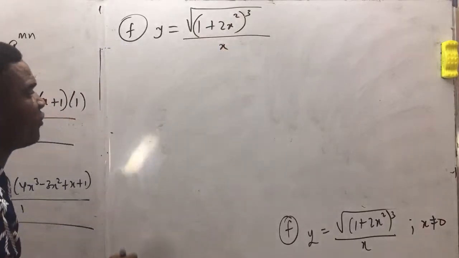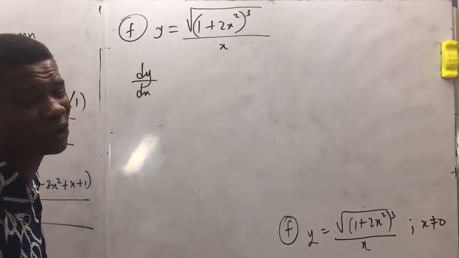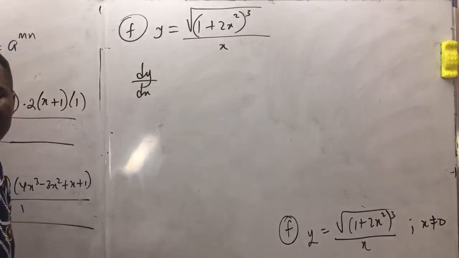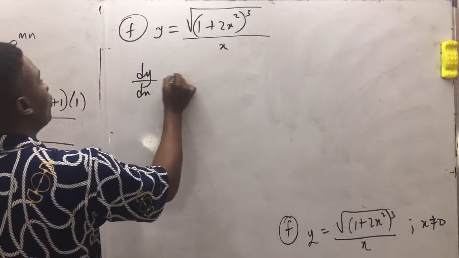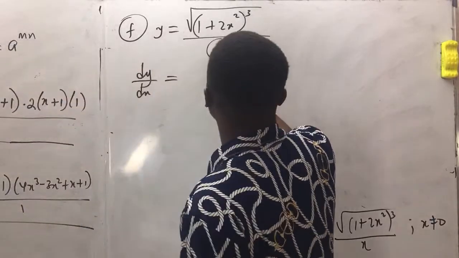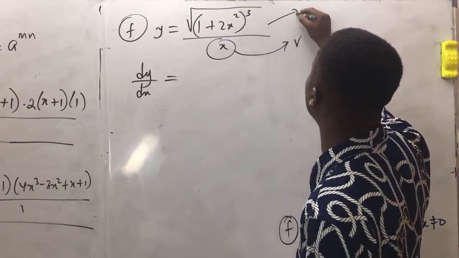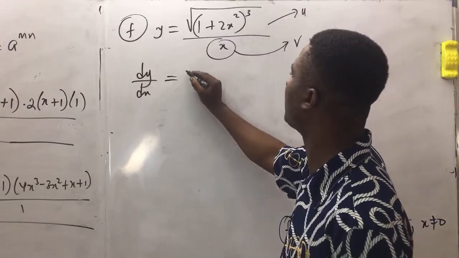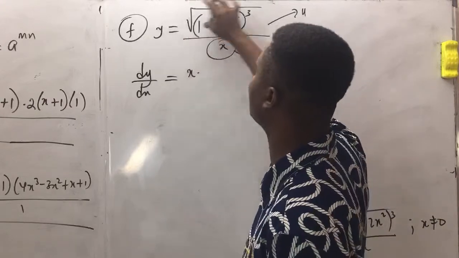Okay? So if you are to find dy dx, we are going to be using quotient rule also. You could use product rule. You could manipulate that expression to become a product of two functions, but we are going to be using quotient rule. So let's call this function here v, and let's call the numerator u. So I'm going to keep v constant. V is x. I'm going to keep it constant, and I'm going to differentiate u.